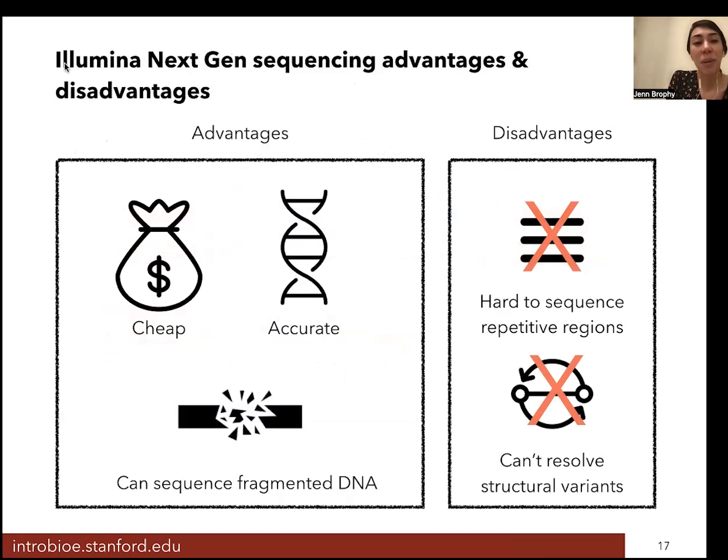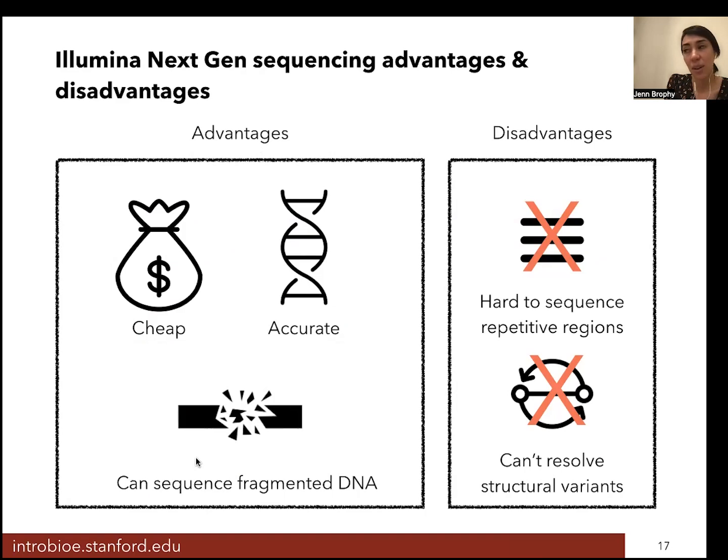Okay, our Illumina next generation sequencing has several advantages. It's cheap, it's very accurate, it's really good at accurately conveying what base is on a molecule. Those clusters of identical DNA all being read at the same time means that it's pretty high fidelity. And it can sequence fragmented DNA.